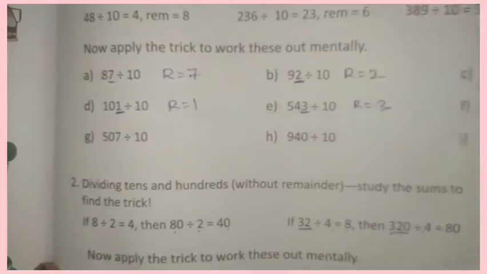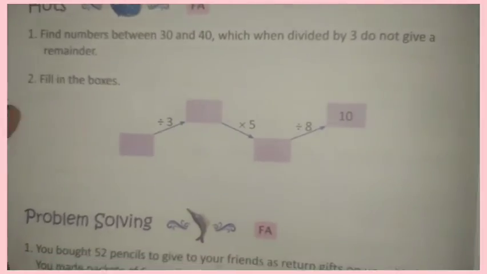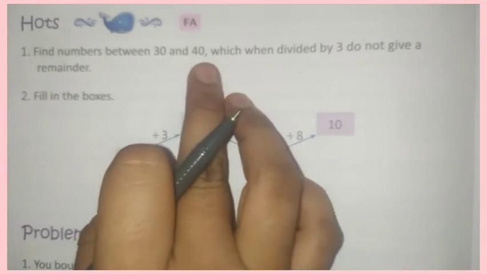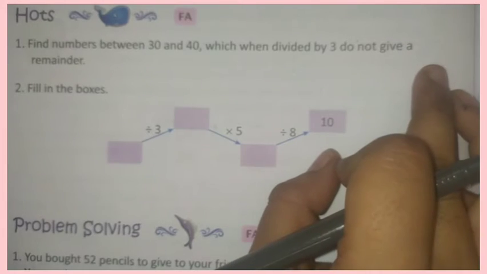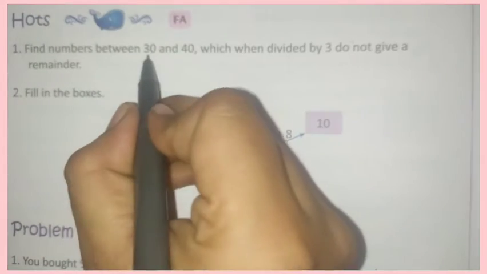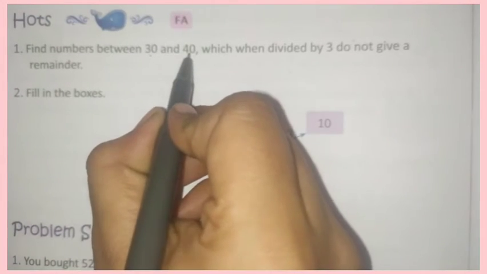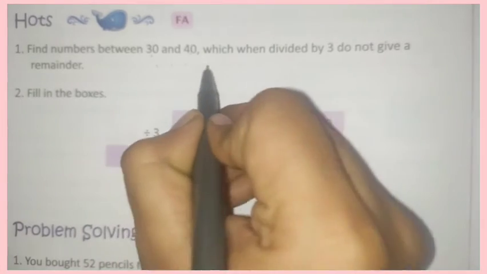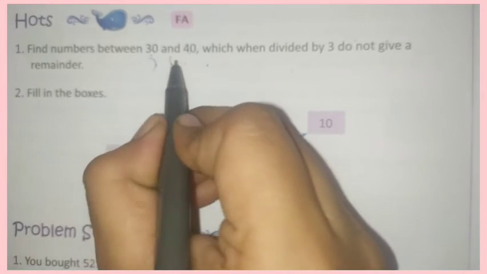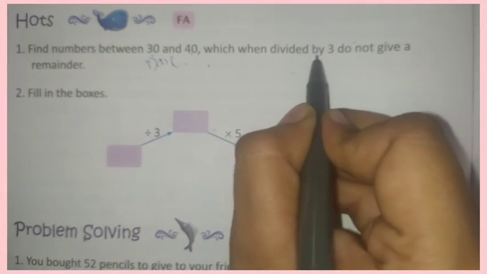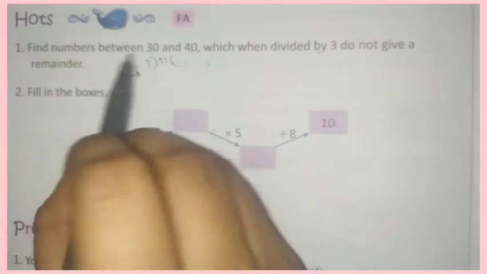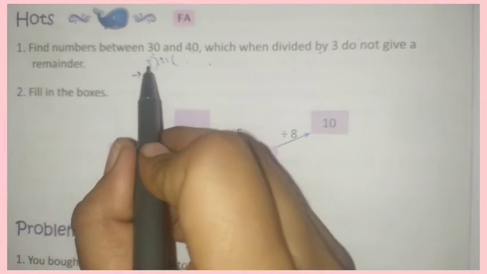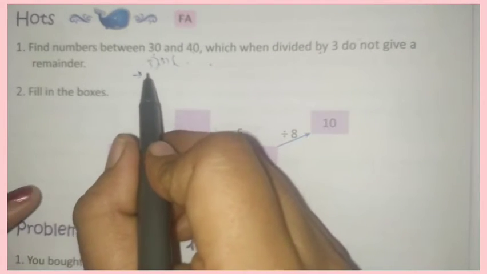Okay, now next bit, odds. Find the numbers between 30 and 40 which when divided by 3 do not give a remainder. Okay, from 30 to 40, 10 numbers will be there, 31, 32, 33, 34, like that. We have to divide all the numbers by 3 and write here which numbers do not give a remainder, means you will get remainder 0, then write those numbers here.